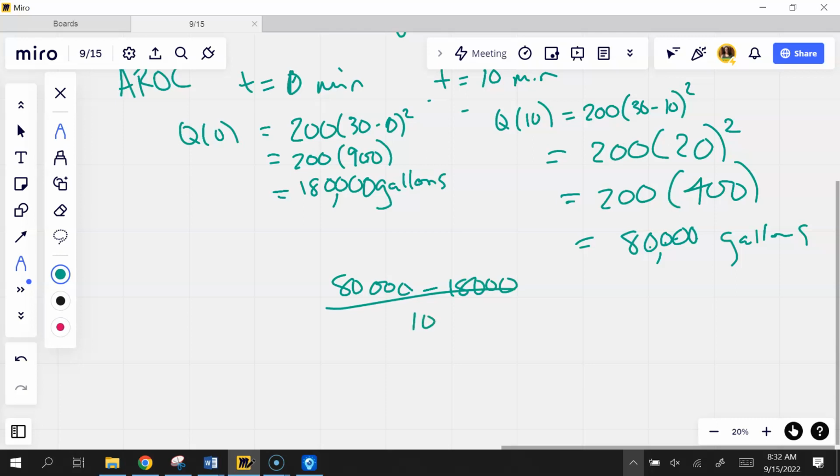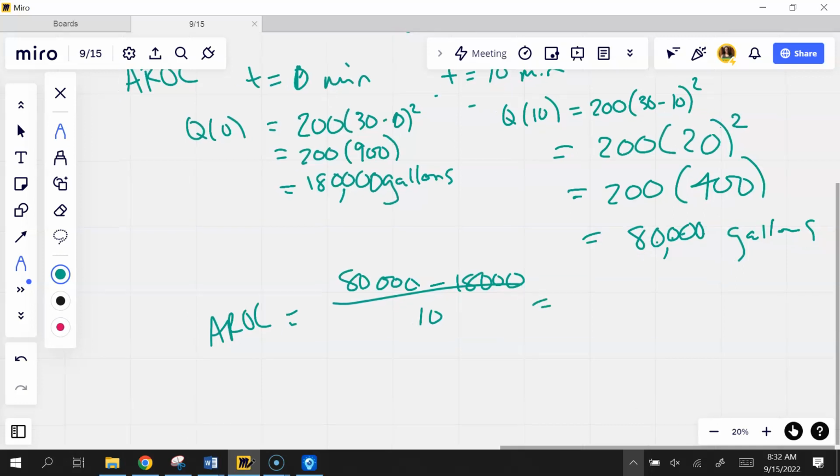So this is slope, right? So it's change in y divided by change in x, or change in t. So it's what I found here divided by the change in time. So I don't know what you get there. Somebody tell me. I hope it's 10,000 altogether. Is it?